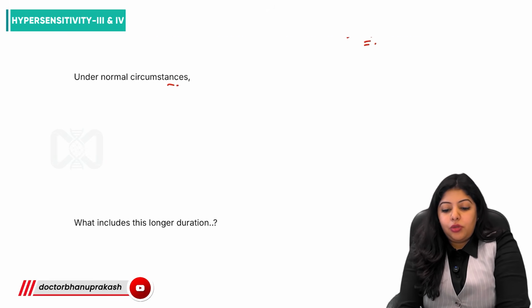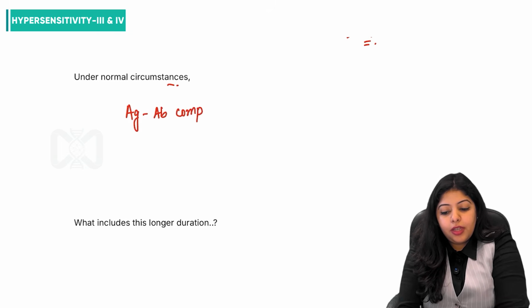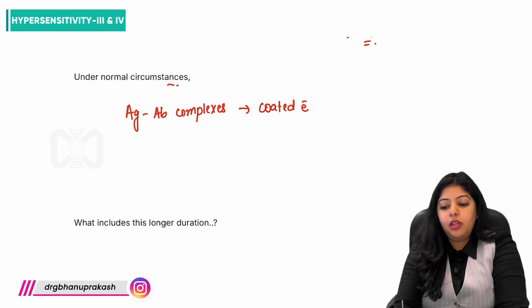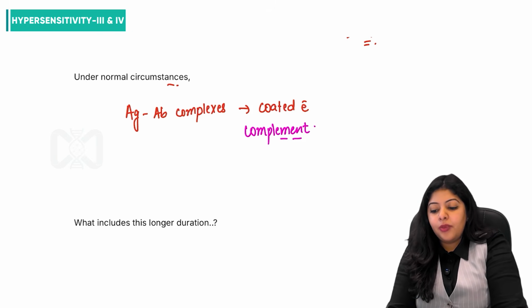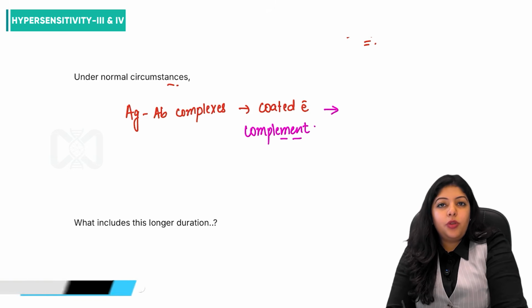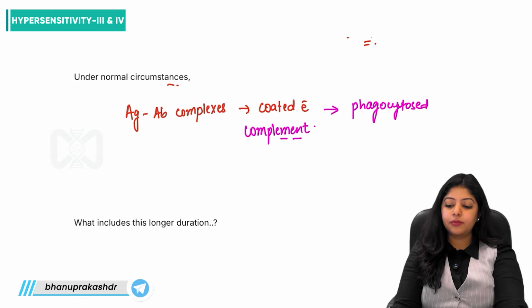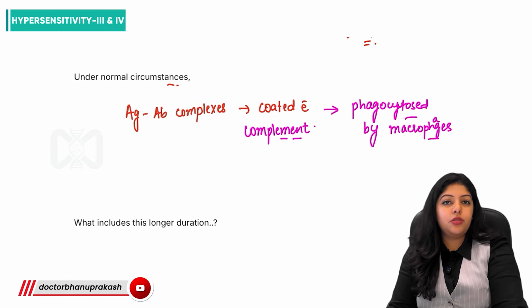How? Once these antigen-antibody complexes form, they are getting coated with complement proteins, complement components, right? And after getting coated with complement components, they are getting phagocytosed by macrophages or monocytes.